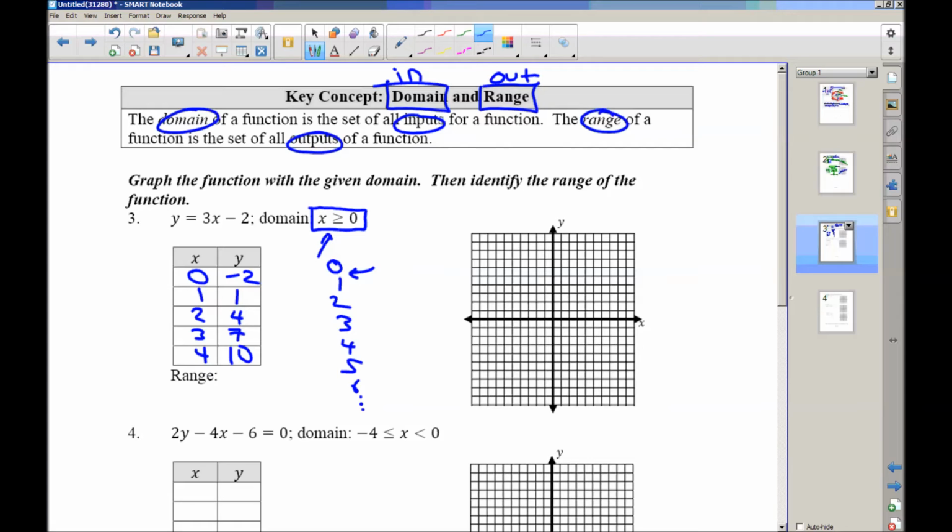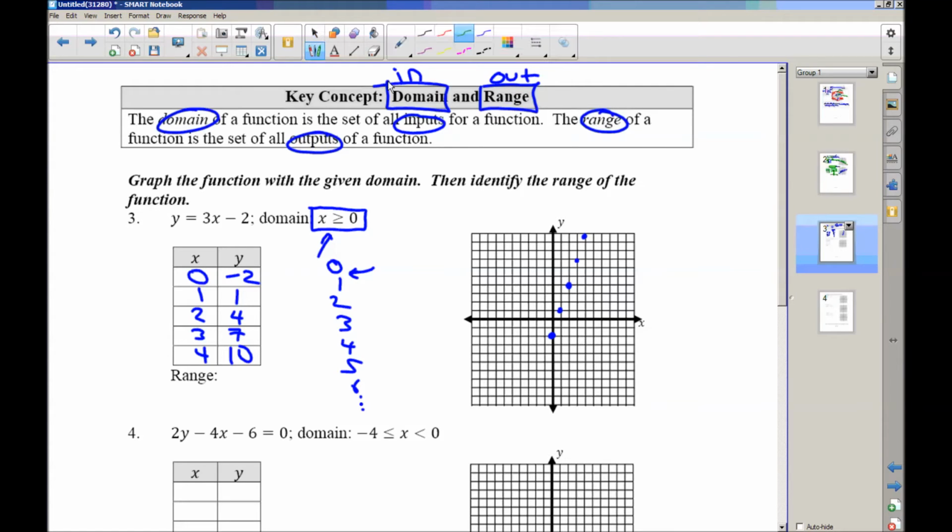0, -2. So that's 0 left and right and 2 down. Then we have 1, 1. That's 1 to the right and 1 up. And then we have 2, 4. That's 2 to the right and 4 up. And then 3, 7. That's 3 to the right and 7 up. And 4, 10. That's 4 to the right and 10 up. Okay.